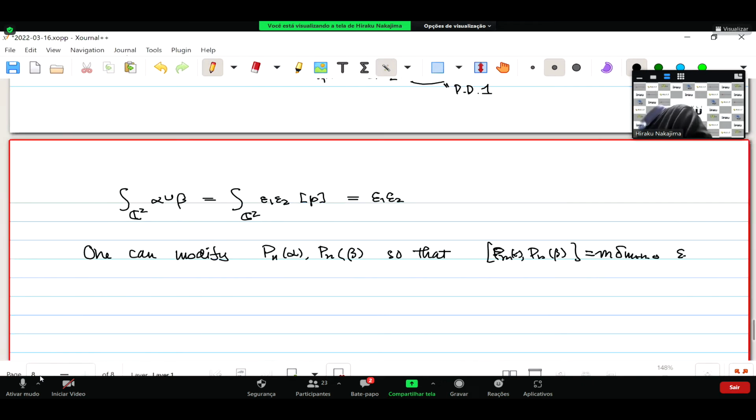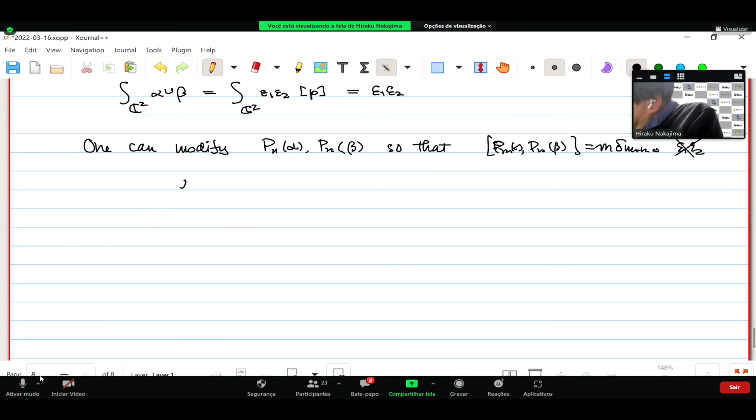No epsilon 1. So there are several ways. One way is to take alpha to be P, but beta, you take beta to be C. This is one possibility. Then you repeat this computation until you see that there is no epsilon. Or you can also consider a more symmetric choice.